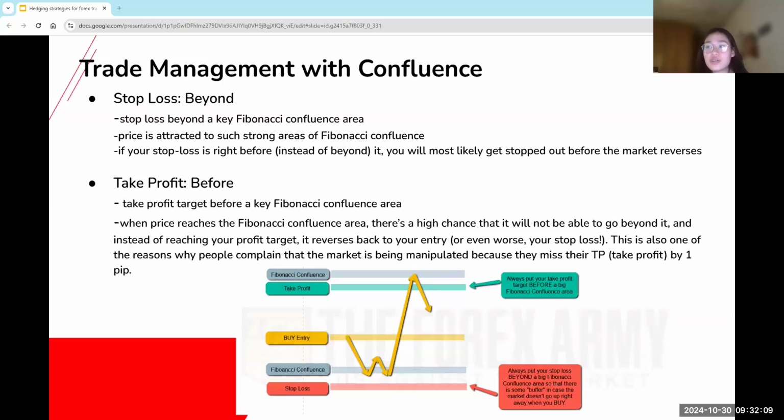So if you look at the image I've included here, this is an example of a buy entry. In the case of a buy entry, your take profit would obviously be above your entry level, and in this case, we will be placing it below or before your confluence area. Stop loss will be placed below or beyond your confluence area. Here we're saying to always put it beyond so that there's some buffer in case the market doesn't go up right away when you buy.